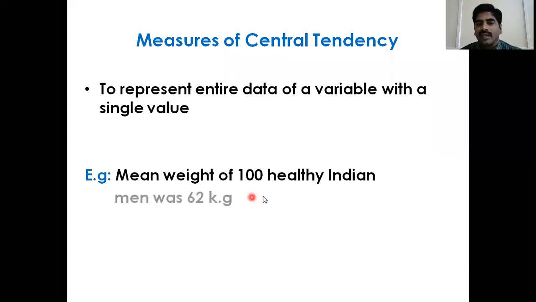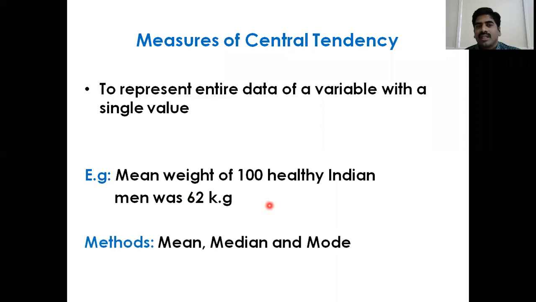Here, the mean weight of 100 healthy Indian men was 62 kg. Here, the sample size is 100 collected weights, and the mean weight is 62 kg. So 100 individual observations we are representing with a single value, that is 62 kg. Okay. So these are the methods in central tendency: mean, median, and mode.